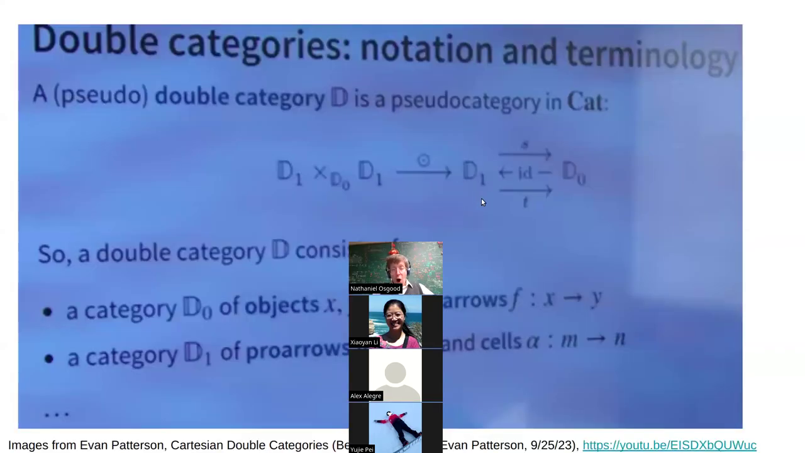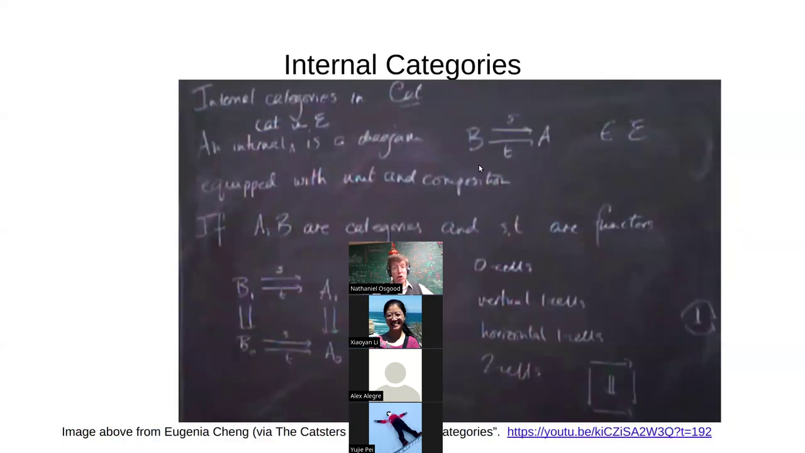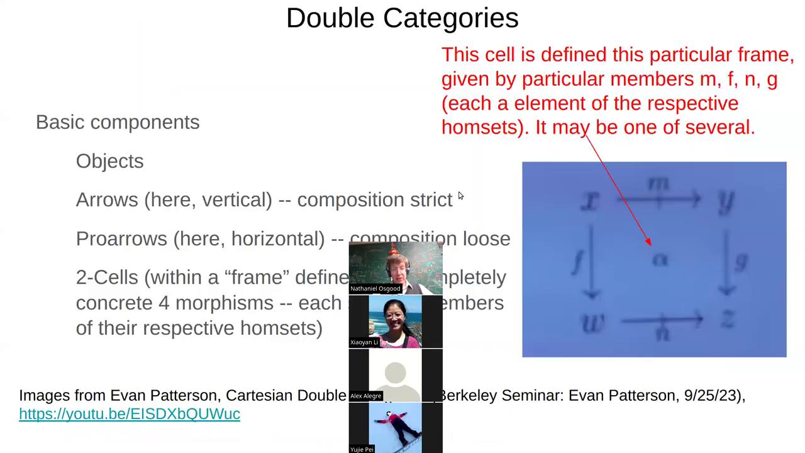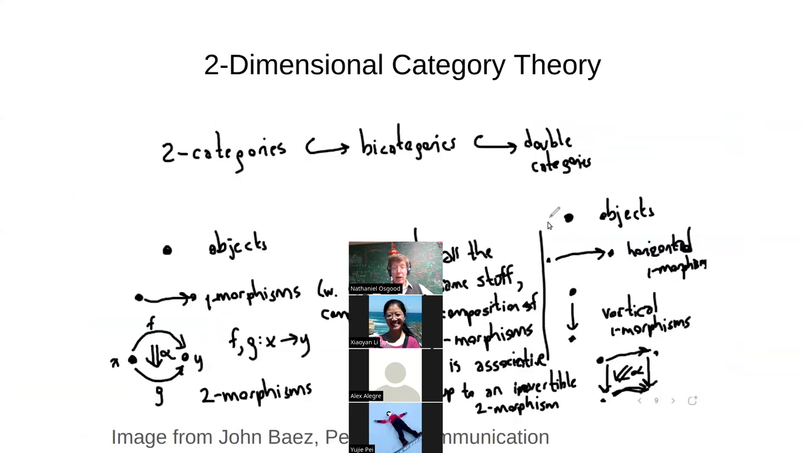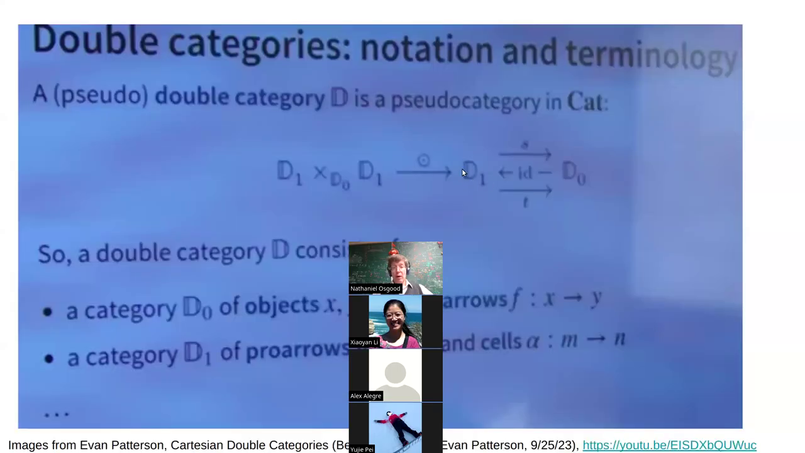So these objects are pro arrows. A morphism in D0, which is a vertical arrow, gets mapped to a morphism here, which is a two cell that serves as its identity. What would that look like? Well, the two cell would have this arrow on this side, the same arrow on this side, and the same object here and here. And so it would have an identity here and an identity here. It'll be just sort of an identity two cell. Every arrow has an identity two cell.